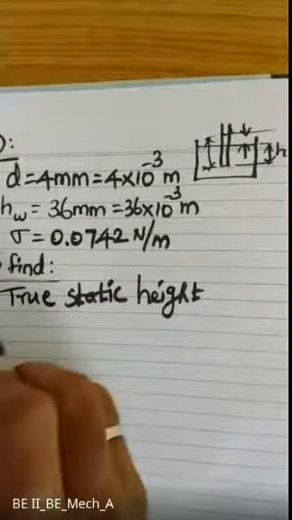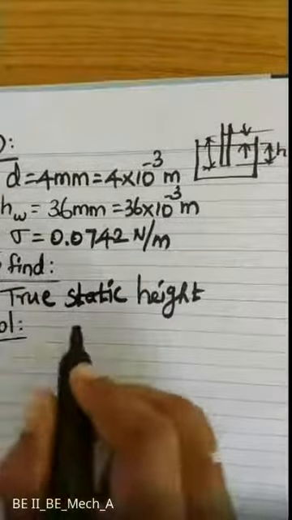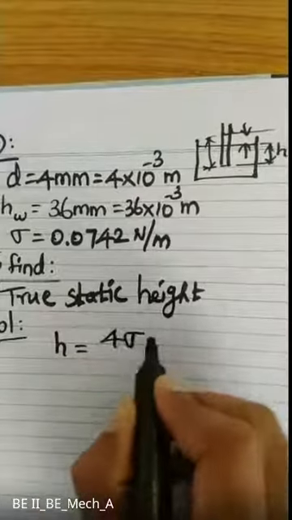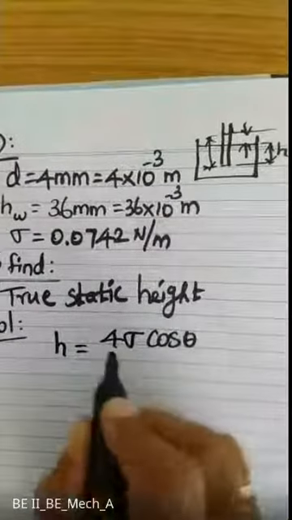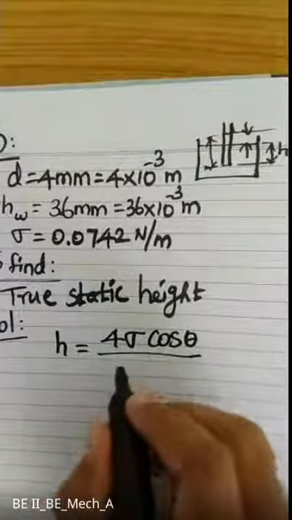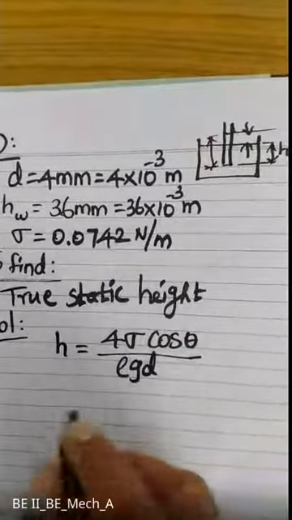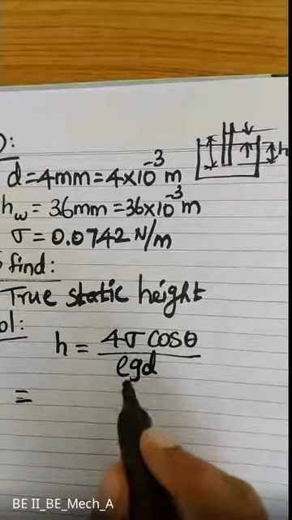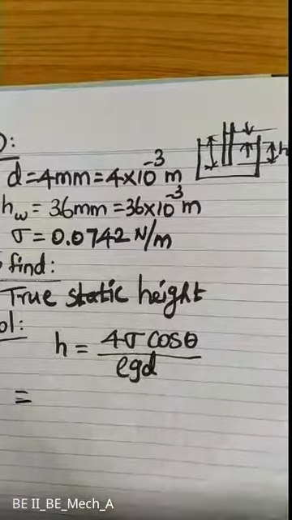Now you can use the formula for finding the capillarity. h is equal to 4 sigma cos theta divided by rho g d. Cos theta is 1. The value of sigma is available, and density is not available, so you can consider it as 1000.